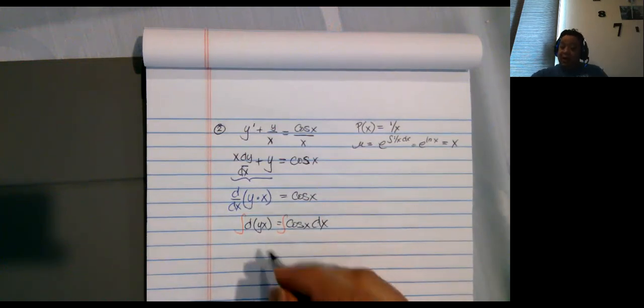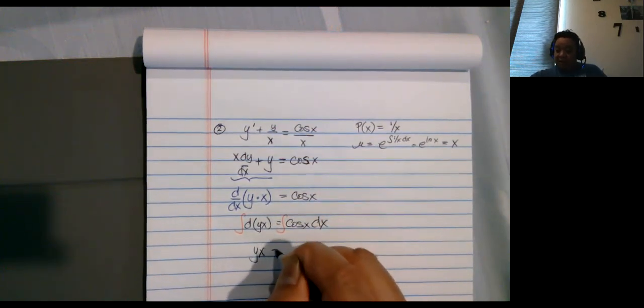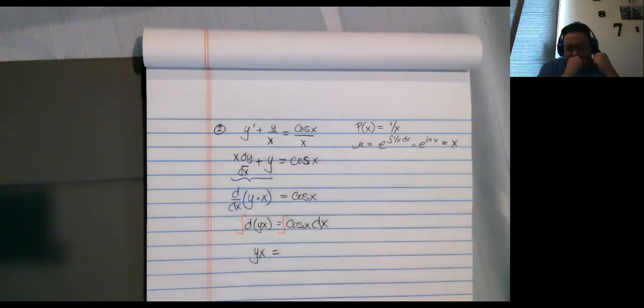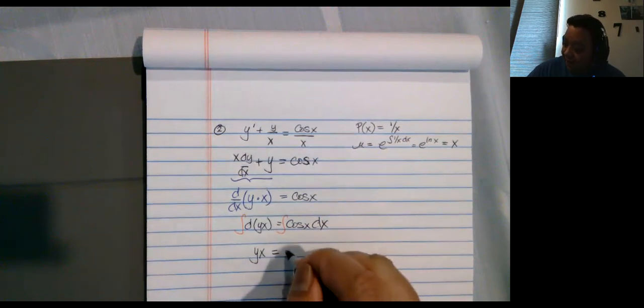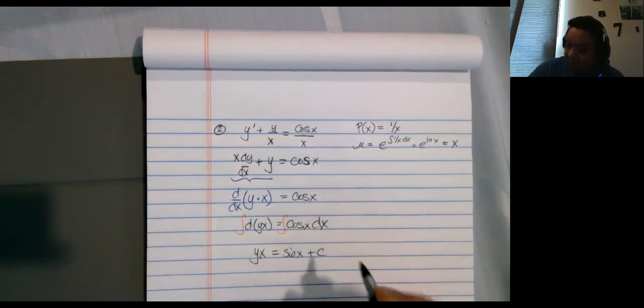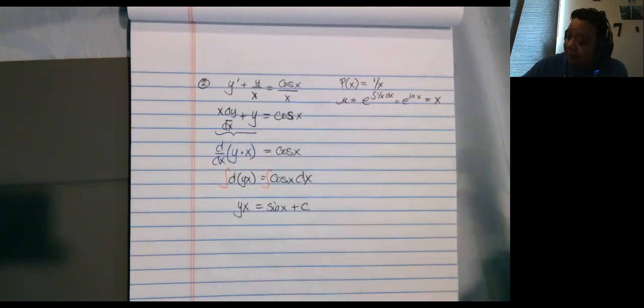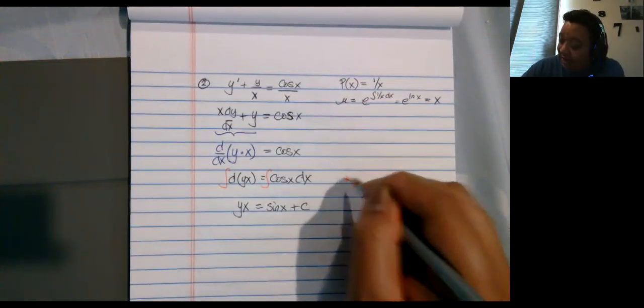So you get yx on the left, and what's the integral of cosine? It's sine x, right? So it's sine x plus c, right? And then obviously divide everything by x. Okay, you can divide everything by x. Now I want to add something to the problem, right? So I want to add something because we are going to see this as well. So on the side, I'm going to add something.